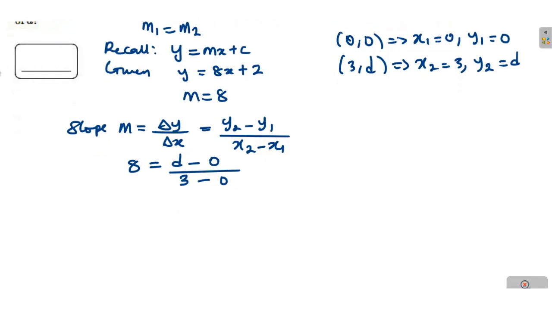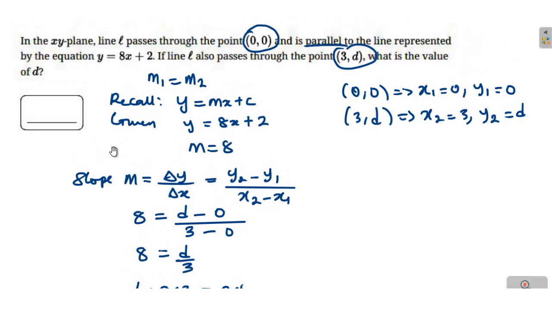All right, so if we solve it further, we have 8 is equal to d over 3. So if we cross multiply, we have d is equal to 8 times 3, and that will give us 24. So obviously the value of d for this particular problem is 24.